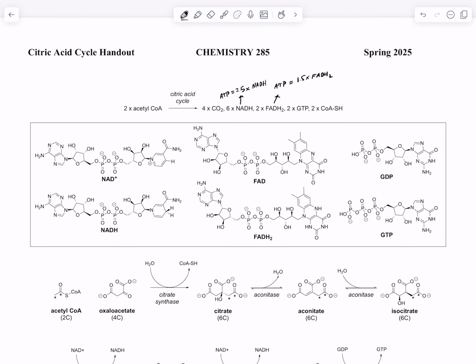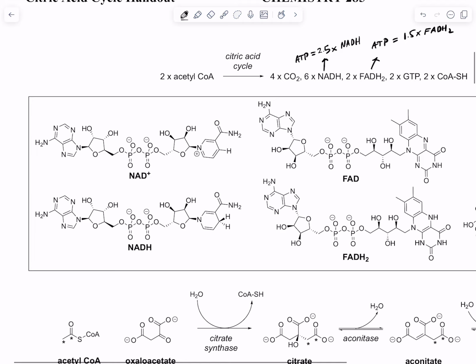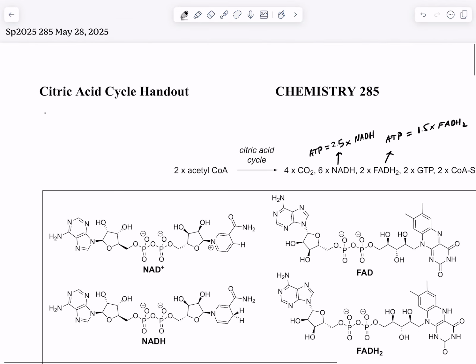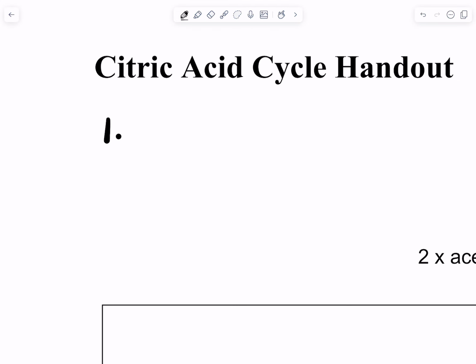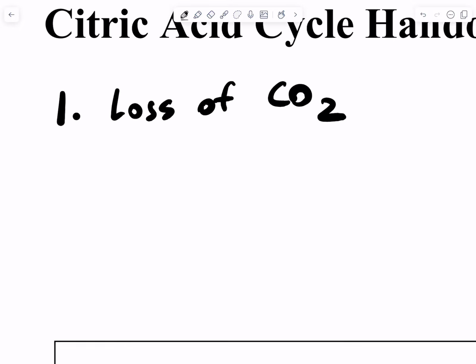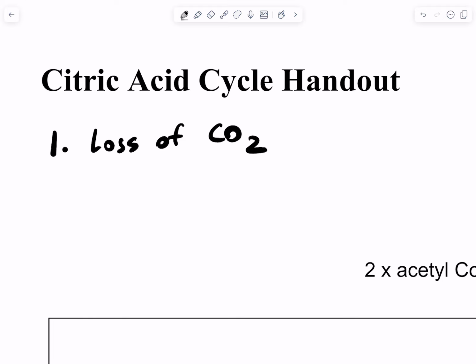So this is a big deal because most of your energy comes from this. I want you to keep a couple of goals in mind with the citric acid cycle. Goal number 1 is loss of CO2. And there are 2 ways we know of how to lose CO2.